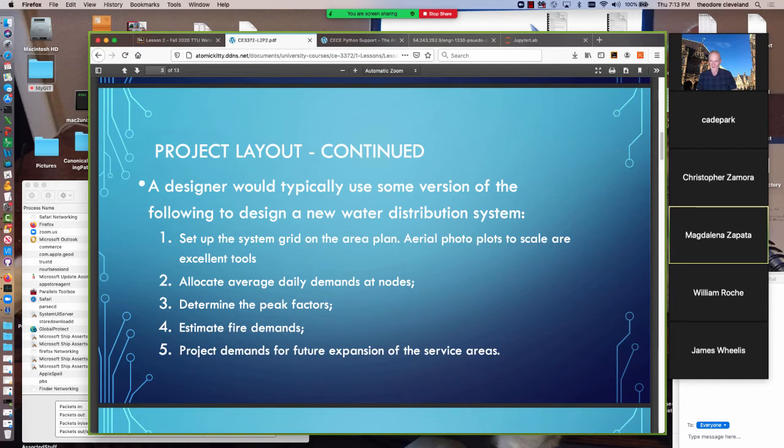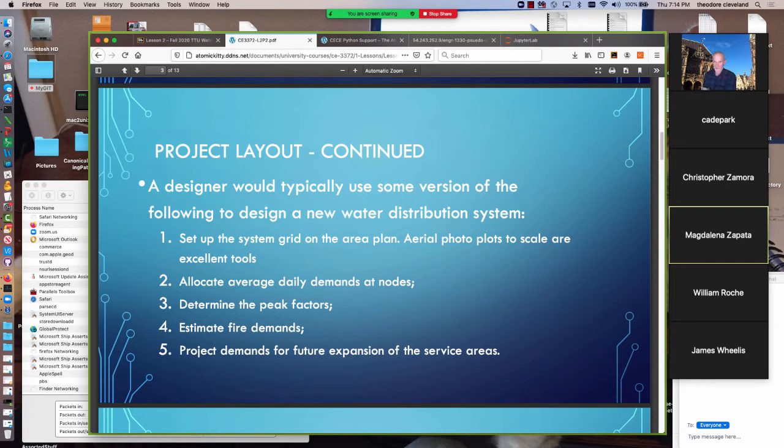You would set up a system grid on an area plan. So you have an area plan, perhaps area photos, and you make an initial layout of your distribution system. So imagine that looped system or the branch system from an earlier slide, and you would identify locations that you call nodes, and that's where you're going to allocate daily demand. So a node may be a point in the system where you're going to accumulate the demand of the 10 nearest houses to that node. And so it'll be whatever a house takes times 10. That's what's demanded at that location. And so that's called doing a skeletonized model.